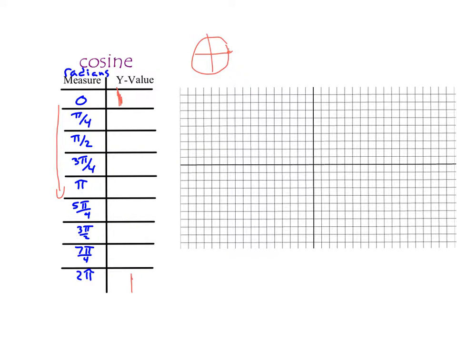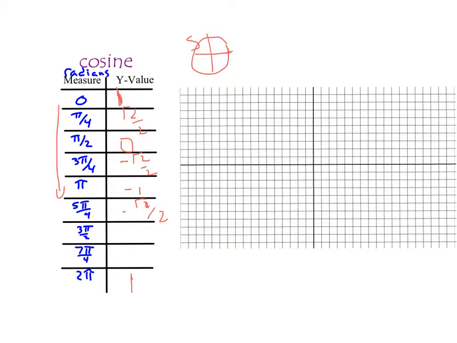So what happens at pi over 4? It's the same as sine, so square root of 2 over 2, and then pi over 2 is 0, and then 3 pi over 4 is negative square root of 2 over 2. Remember, all students take calculus, so in quadrant 2, you're going to have negative values. And then for pi, you get negative 1, and then negative square root of 2 over 2 again.